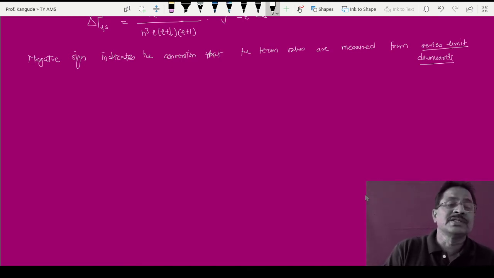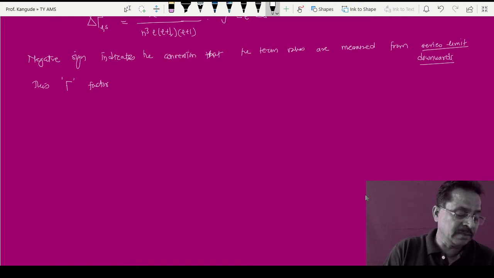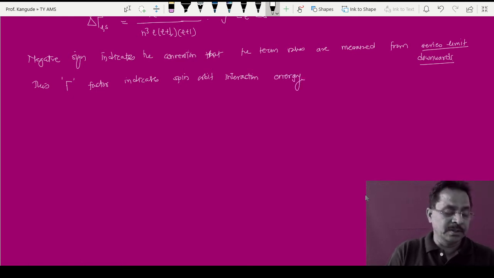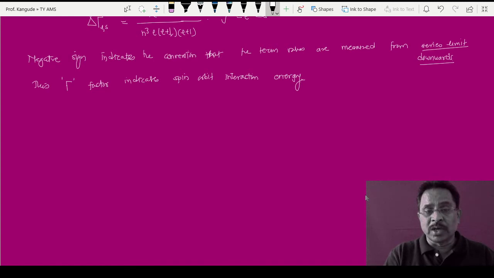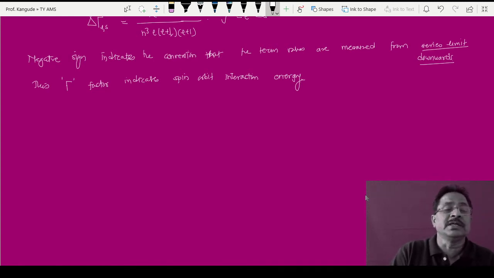Okay, so this gamma factor, not F, gamma factor indicates spin orbit interaction energy. Spin orbit interaction energy. Okay, so remember the format, you do not need to remember anything else.